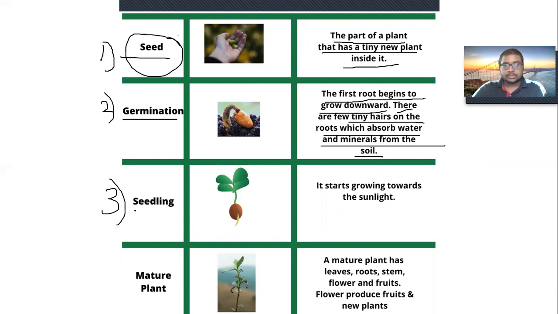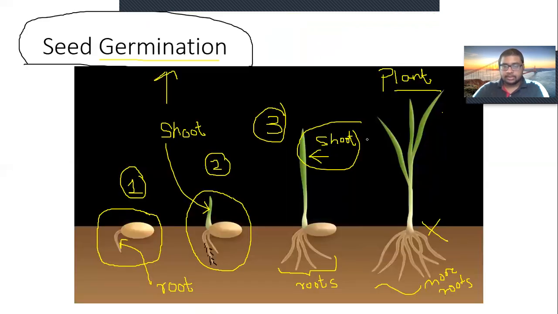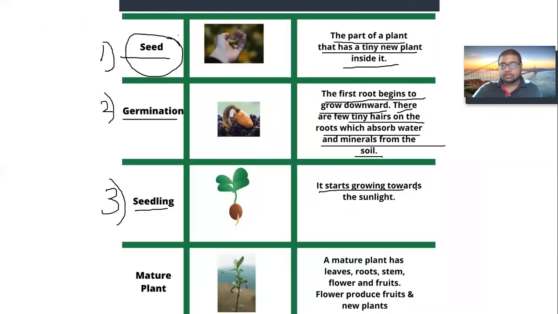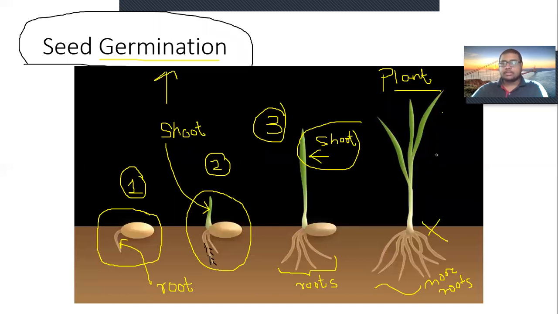Third is the seedling. So here in process 3, what we got is a seedling. It starts growing towards the sunlight. Okay, it starts growing towards the sunlight. This is a very important point. Mostly, 100%, plants grow towards the sunlight. Their shoot goes towards the sunlight.